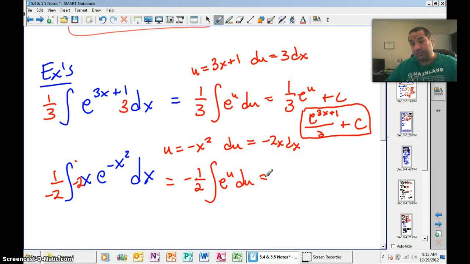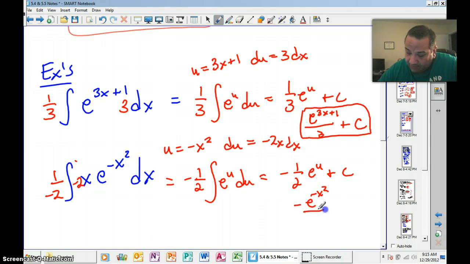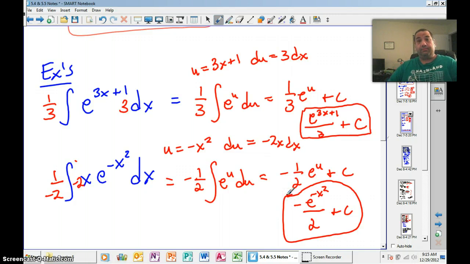That is one of the easiest integrals to do. Is negative 1/2 e to the u plus c, replace back. So it's going to be negative e to the negative x squared, I'm sorry, I said x halves, and that's over 2 plus c. Done. Questions?